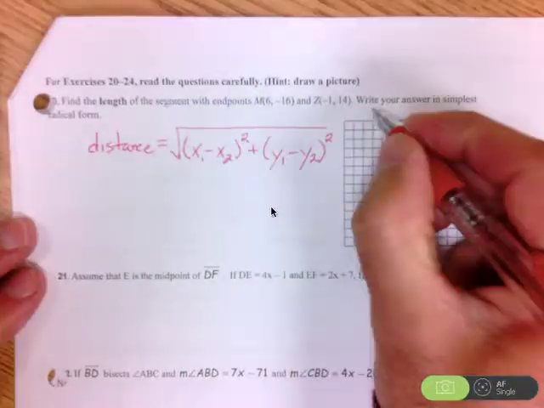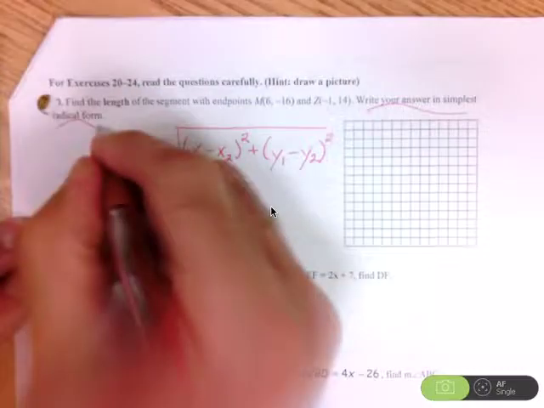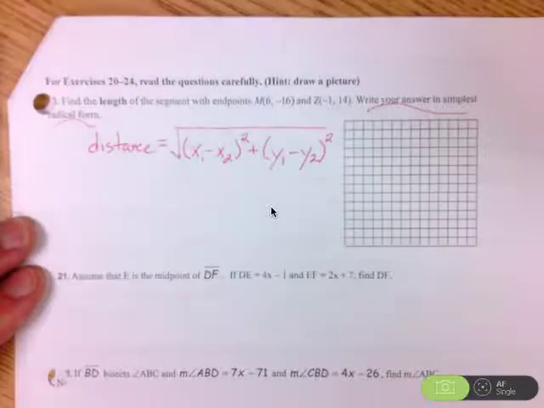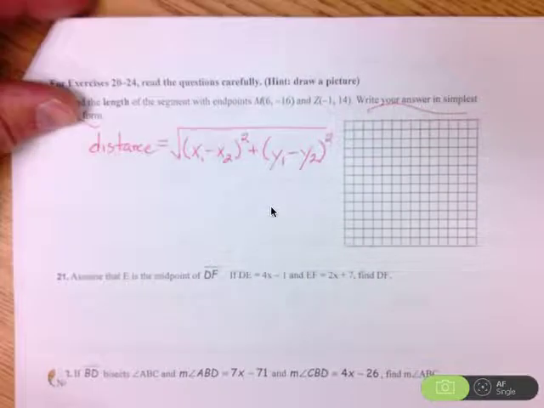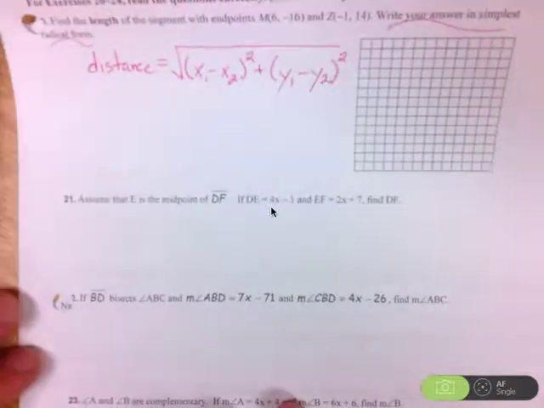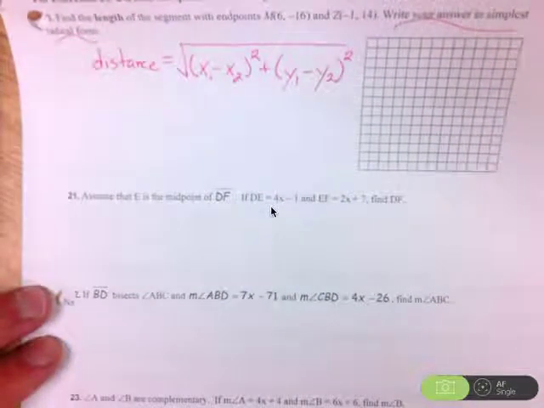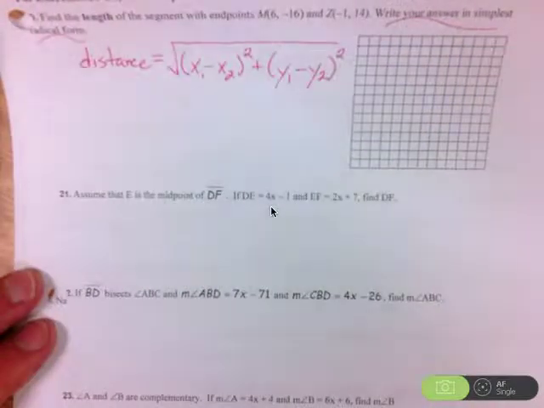I'm not too worried about whether you write your answer in simplest radical form or not. You may leave your answer as a radical. You can also evaluate it to the nearest tenths place, 1 decimal place if you want, that would be fine. So question number 21, these questions here, 21 to 24, we're back to some algebra style questions, and I think a picture will help.